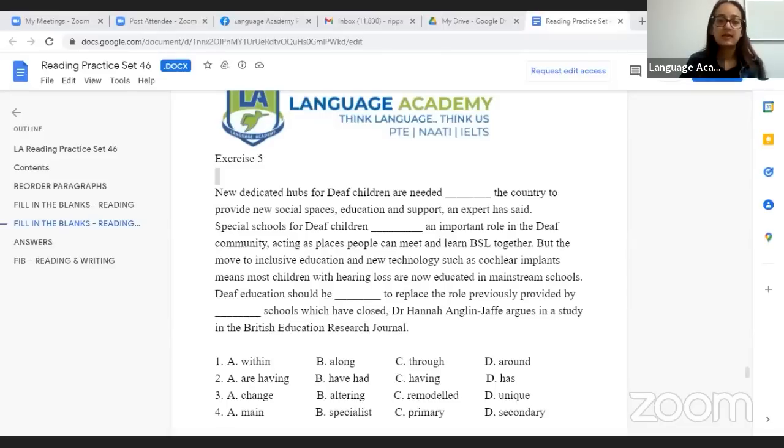Let's see, this says new dedicated hubs for deaf children are needed, dash the country to provide new social spaces. So within the country, do we want to place a limit? Along the country means side by side. Through the country, through is used when you have a method written after. Around the country is a general way of writing, means everywhere in the country we need something, and we can say around the country, which is the right answer.